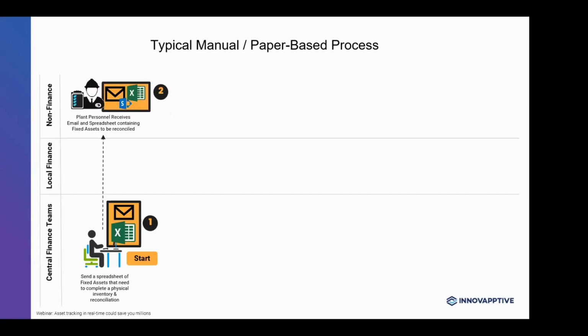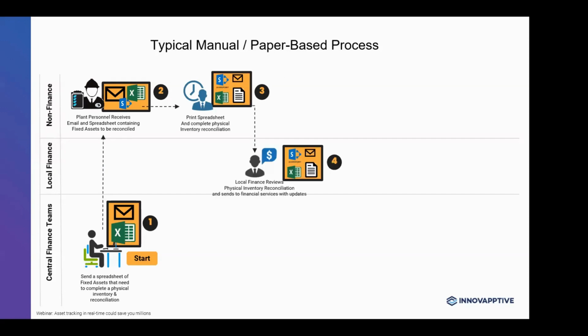So typically, we start with a finance person that creates a spreadsheet. Then they're going to email that to a local plant resource. That plant resource is going to probably print out a spreadsheet and put it on a clipboard. And this is pretty much where the room for error begins. A local finance person may be around to validate and reconcile before the data gets pushed back in another manual spreadsheet to central finance.